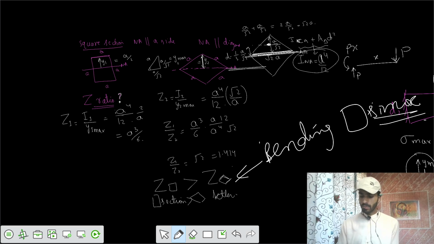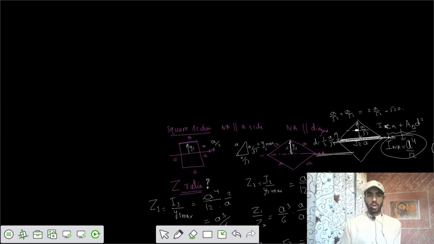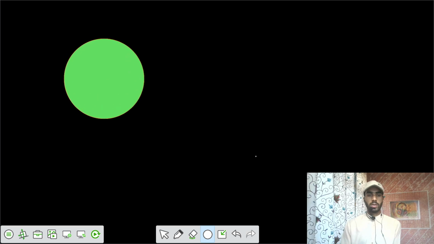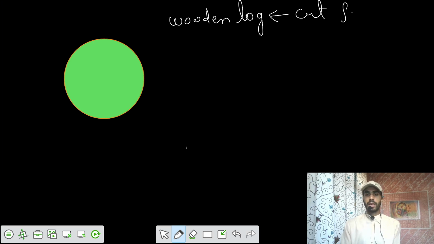Now we have one more problem. That's saying that we have a log of wood. So we got one wood, we got a log of wood. Now you do one thing. You make a circle. You make a rectangle of that. So we say this was your wooden log. A wooden log was given to you. You cut it from the sides such that you make a beam that is strongest.